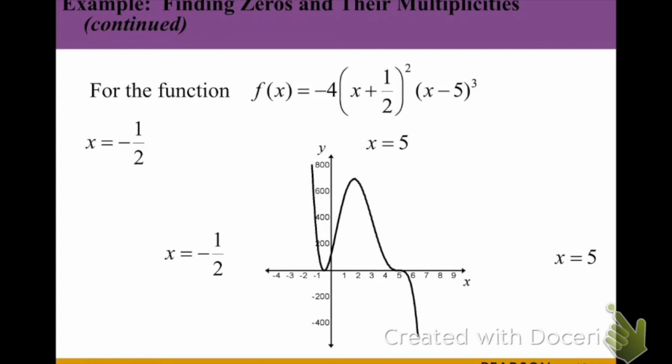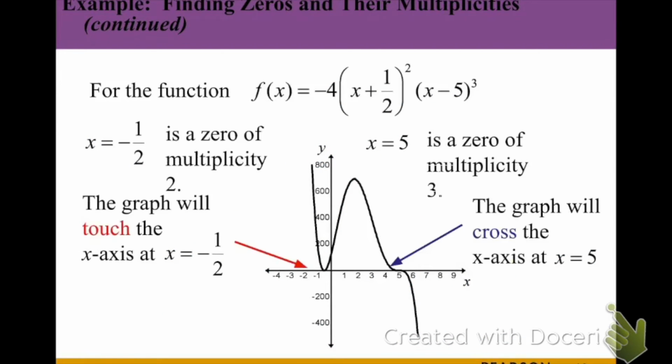To illustrate this, let's actually look at the graph of this polynomial. So we said before that since the x plus 1/2 is squared, it's going to touch at the x-axis. But since the x minus 5 is cubed, which is an odd multiplicity, it's going to cross right through the x-axis. So this right here is what we call the behavior of those zeros. And we do that by finding the zeros and looking at their multiplicities.